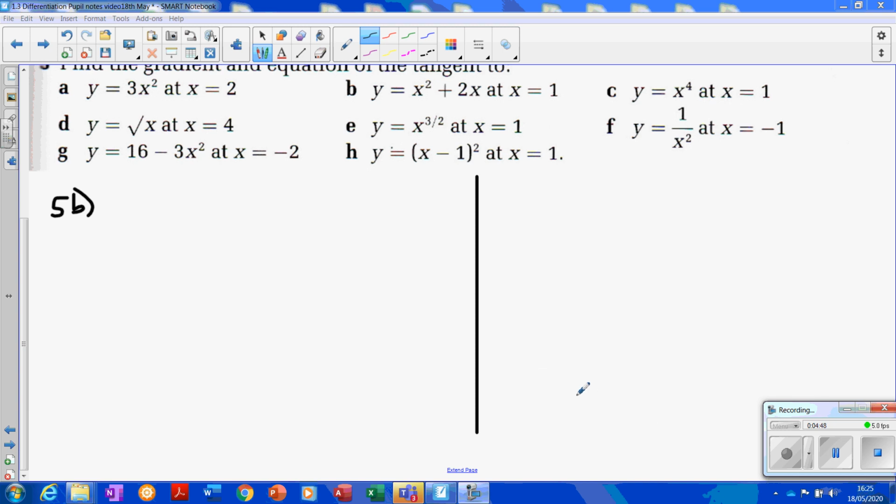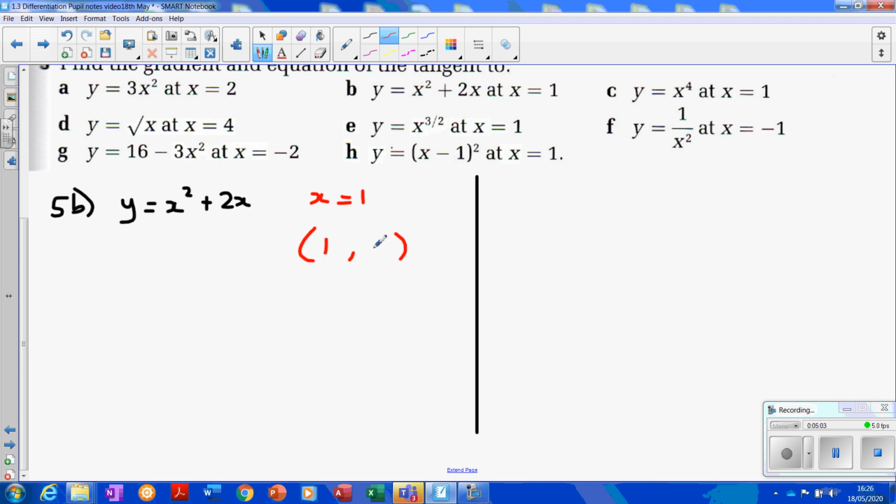Okay, 5 part B, so y is equal to x squared plus 2x, and we want to find the equation of the tangent where x is equal to 1. I'm going to start by getting the point, first of all, the y-coordinate for that point. So the y-coordinate when x is 1 is going to be 1 squared plus 2 times 1, which is 1 plus 2, equal to 3. So that's me got the point.